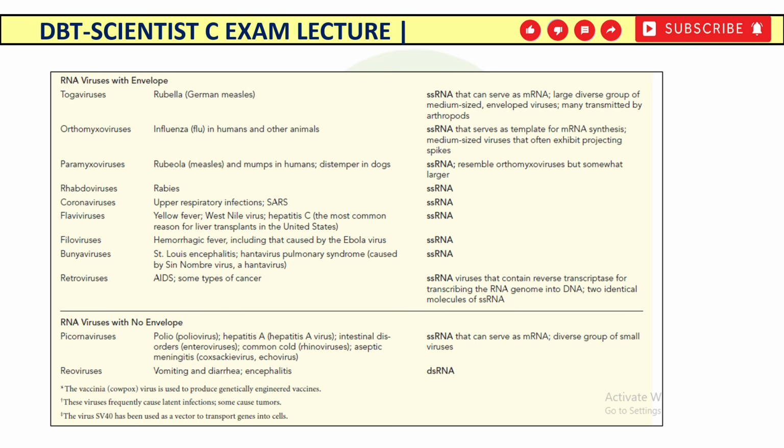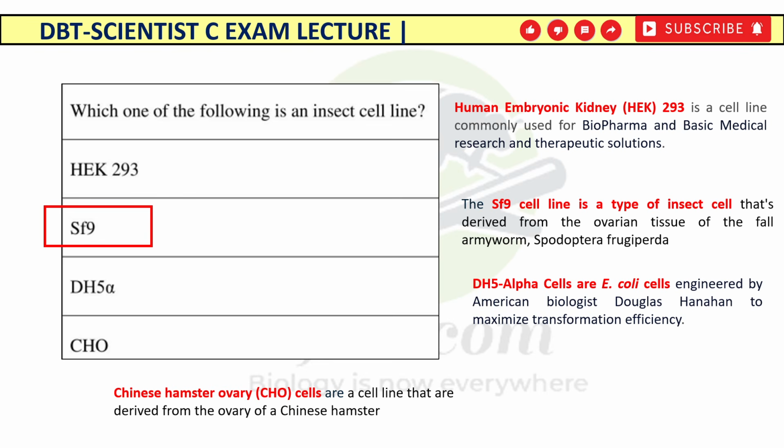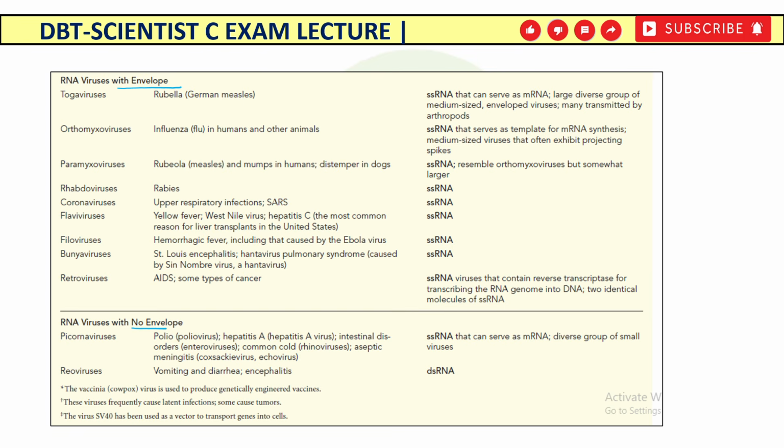So next one is RNA genome, right? RNA viruses with envelope and RNA viruses without envelope. So here is one more category, right? DNA may be enveloped, non-enveloped. Likewise, RNA may be enveloped and non-enveloped. So in RNA viruses with envelope, you are having toga viruses, orthomyxoviruses, paramyxoviruses, rhabdo, corona, flavivirus, filoviruses, bunya virus, retroviruses, right? So here you can see all these have single stranded RNA.